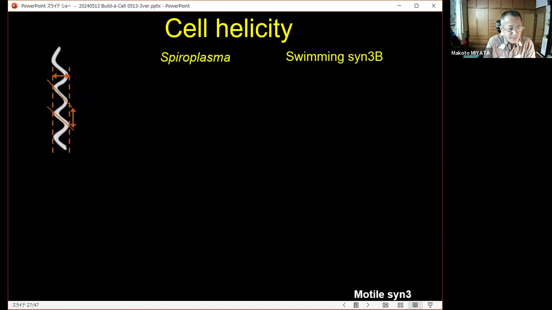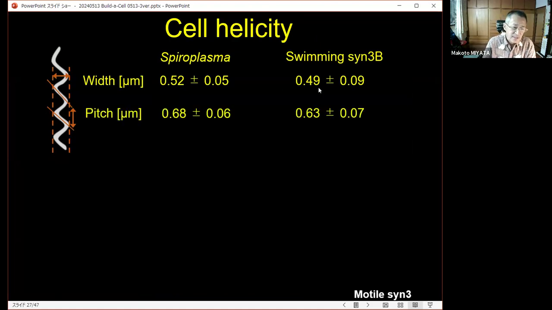We analyzed the dimensions of the helical structure. This is the width of the helix. Regarding the original spiroplasma, the number was 0.5 something, and the swimming SYN3 was similar. And the pitch of the helix was 0.68 for the spiroplasma and 0.63 for the swimming SYN3. It's not so different.